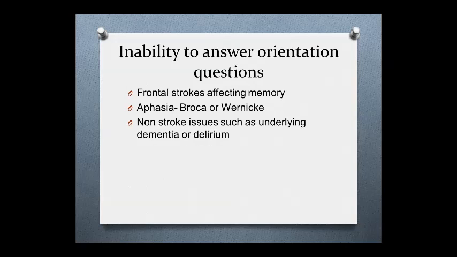Some things that could make you unable to answer these orientation questions regarding the stroke would be a frontal stroke, which could affect their memory. They also could have language disorders, which are aphasias in the Broca's area or the Wernicke's area of the brain. They also could have non-stroke issues going on, such as some type of underlying dementia or delirium, and you may find out more during your history of the patient that this patient has dementia and rarely knows what month or what their age is in the first place.